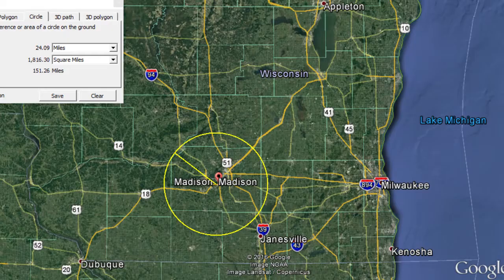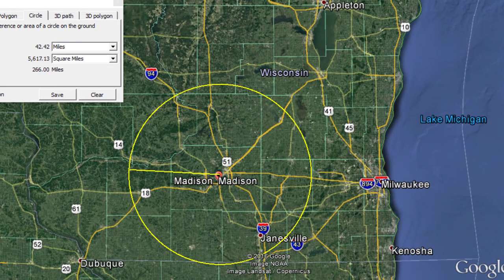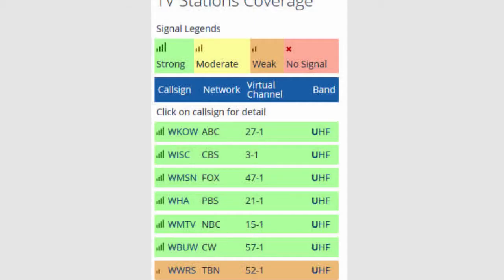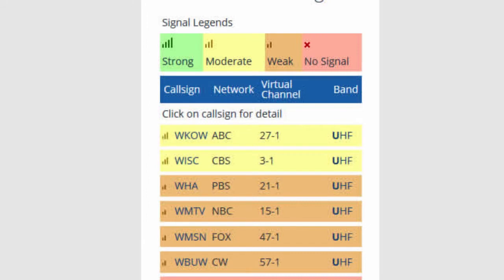We tested the antenna in two different locations. The first one was located 24 miles from the broadcast towers, and the second one was located 42 miles from the broadcast towers. Distance was measured in a straight line using Google Earth. According to the FCC digital TV reception maps, the signal strength for the closer location was rated strong, while the signal strength for the location further away was rated as weak.